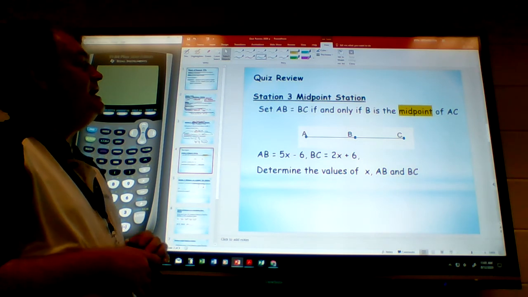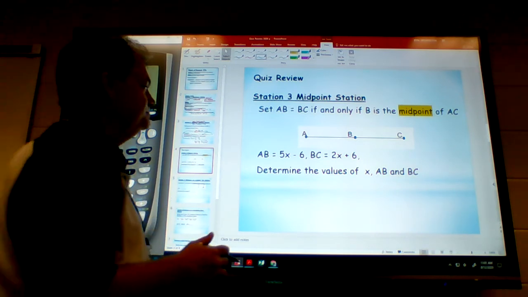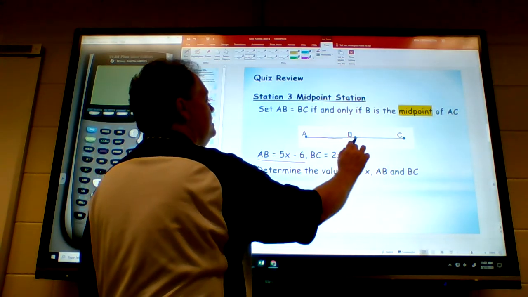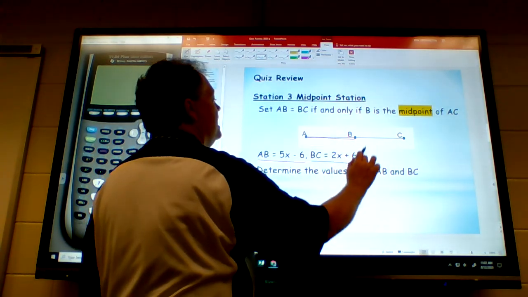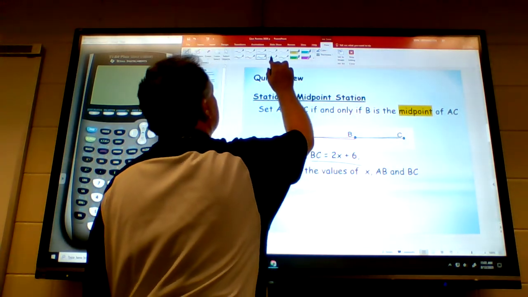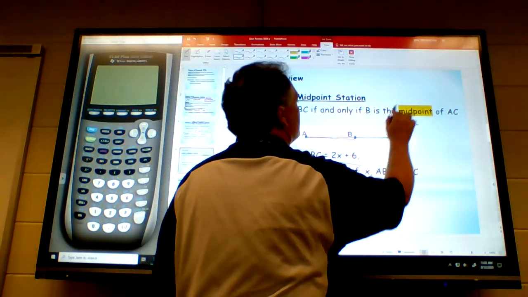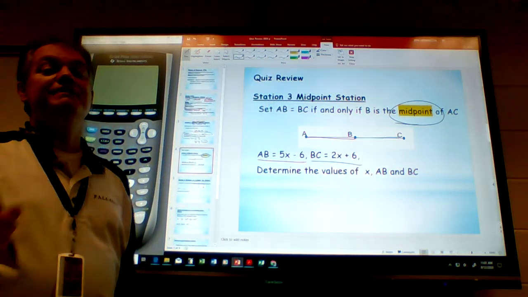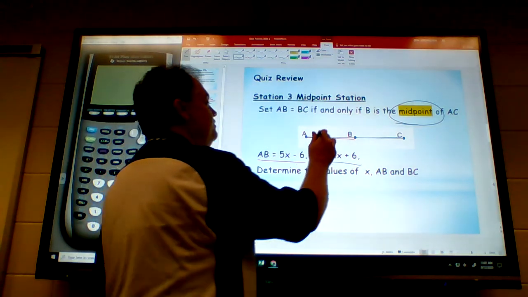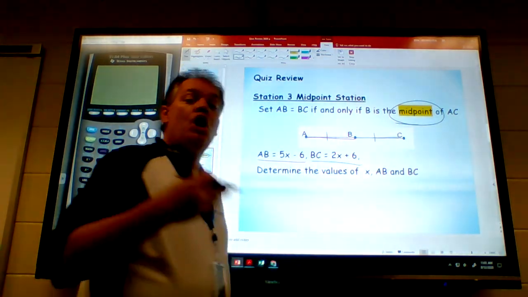Now, the next one, it's very similar. This half is in red. This half is in blue. There's only one difference, and that's right here. It says B is the midpoint. Since B is the midpoint, that means it splits it in half. That means that both the left and the right are equal in length.